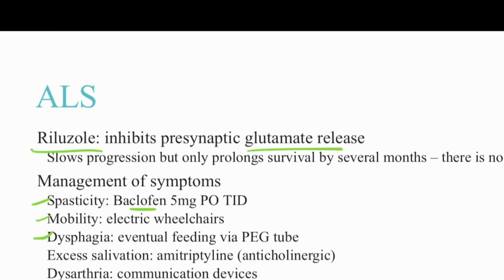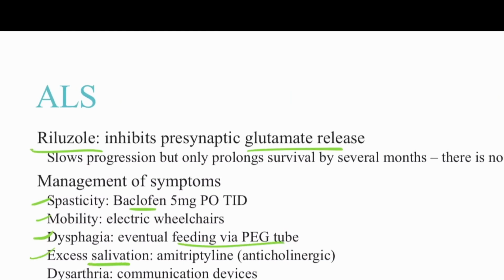Dysphagia, because obviously the corticobulbar muscles are affected. They can't chew. They have problems swallowing. What are you at risk of with all those problems? Choking and aspiration pneumonia. Those foodstuffs get into your lungs, cause a big infection. So eventual feeding tube via PEG tube.